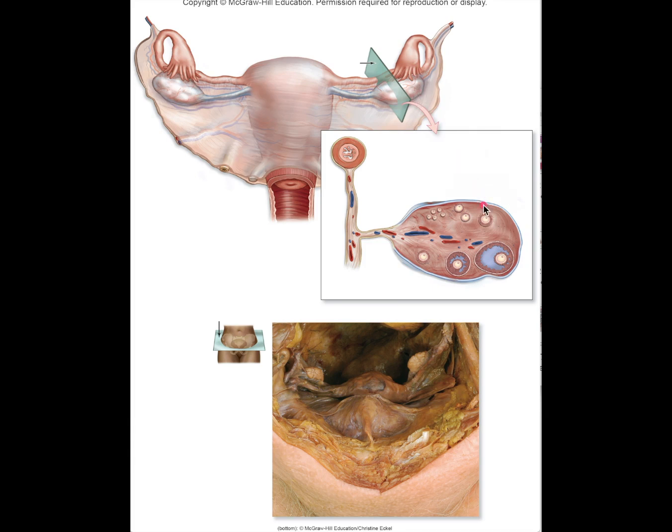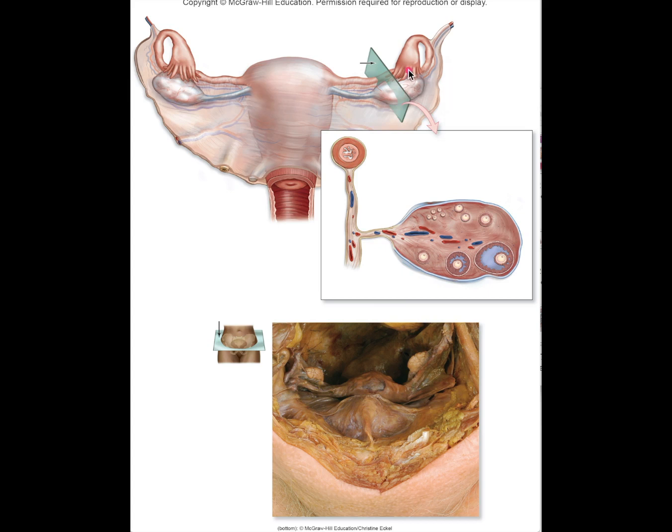So an egg is released from an ovary once a month, and it switches sides every month. So one month the right side will ovulate, and then the next the left side will ovulate. Usually only one egg is released. If more than one egg is released and both are fertilized, you end up with non-identical twins. If the egg splits into two, then you end up with identical twins. So the egg is released into the peritoneal cavity.